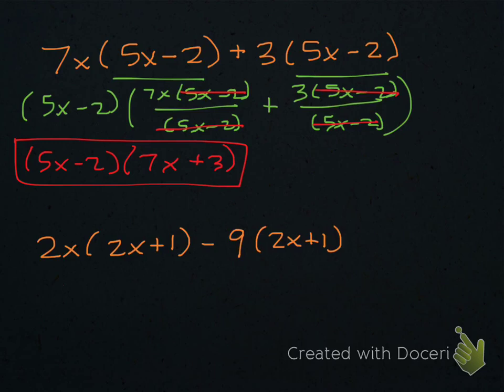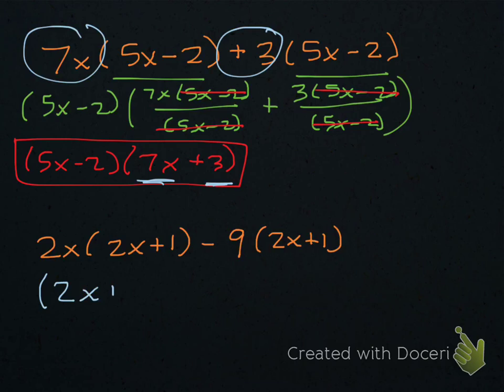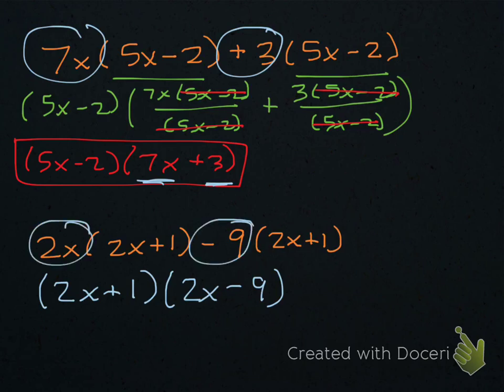So basically what we're doing is, instead of separating this term and this term like we did in the last unit when we were multiplying binomials, we put them back together here, 7x and 3. We put them back together when we factor. So this last one, I'm not going to write out the middle step, but the greatest common factor is 2x plus 1, and then 2x minus 9 is this one and this one once we divide.